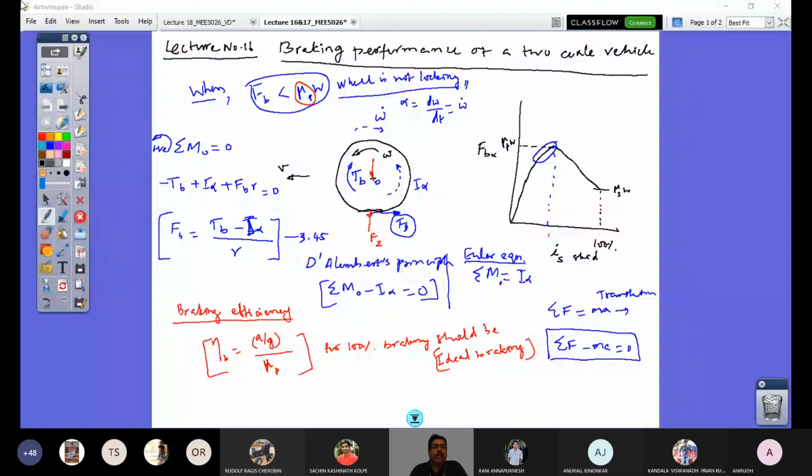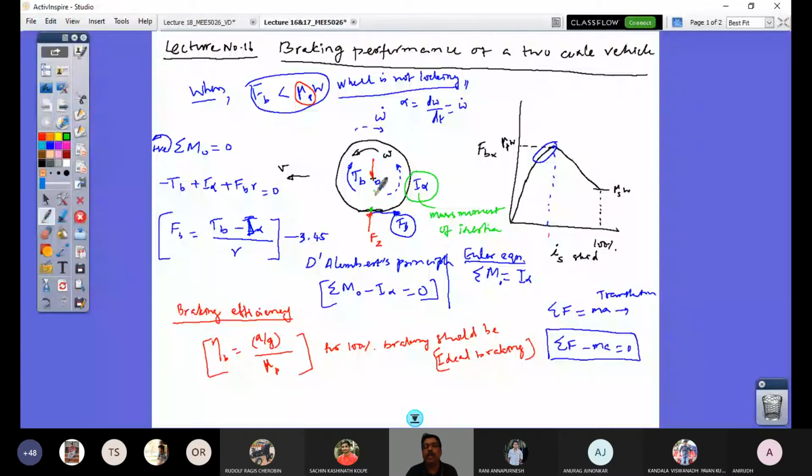One thing you should understand very carefully on this diagram is this I alpha that I have written. What is this I? It is a rotational inertia, that is, the mass moment of inertia. And this mass moment of inertia is about the ground contact point, the contact patch center, taken in this free body diagram. That's very important. Then this free body diagram is correct.